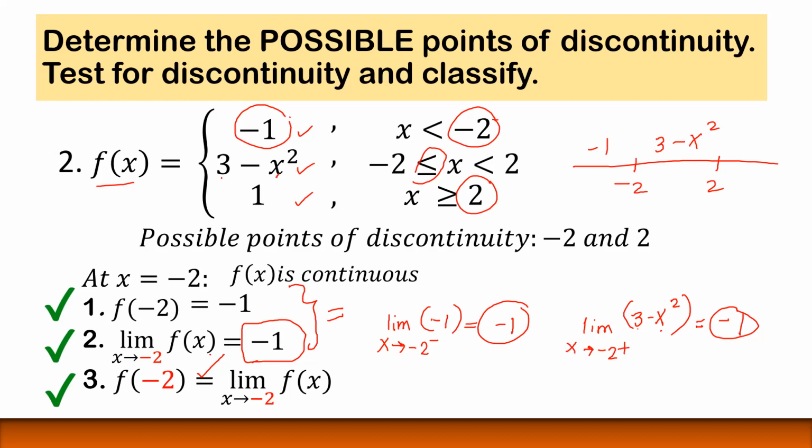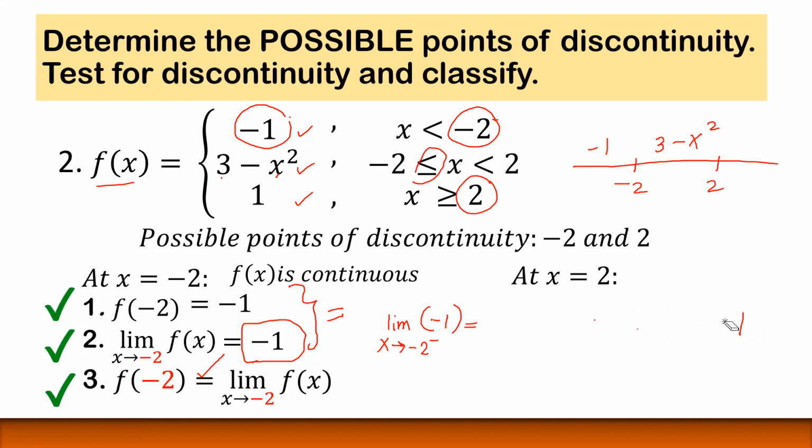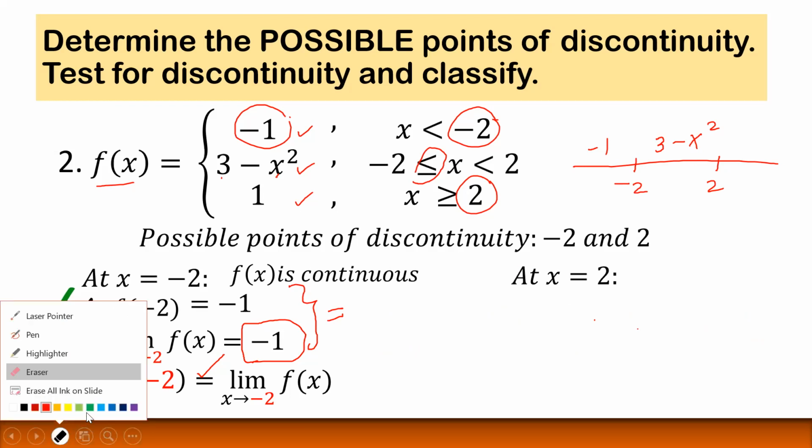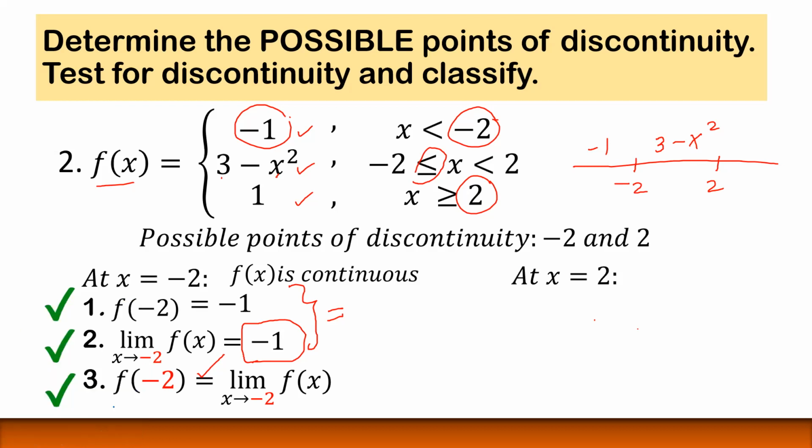Okay. Now let's proceed to that other test point at x equals 2 naman. So let me erase our scratch work there. Unahin natin yung first condition, no? That is f of positive 2. So where is f of positive 2? It will be here. We'll be making use of this one. So it's positive 1. Let's use a different color naman, say the blue. Okay? So ito, f of 2 will be positive 1.